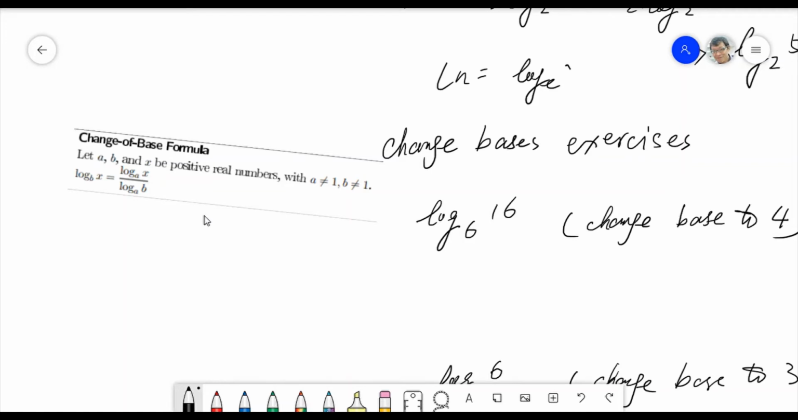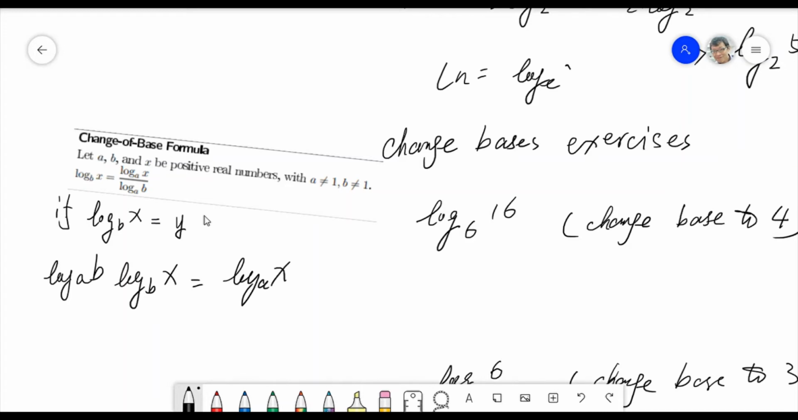How to prove this one? In fact, this can be proved. So just make it easy. Log base b of x equals y. And then second, let's move the log base a of b to the left side, just times, right? So log base a of b times log base b of x equals log base a of x. Am I right?